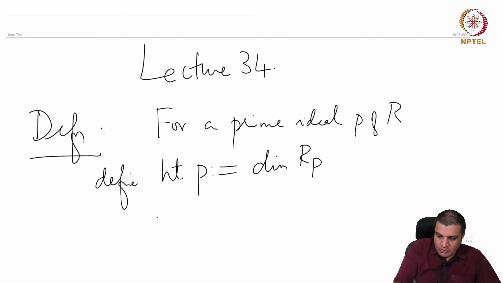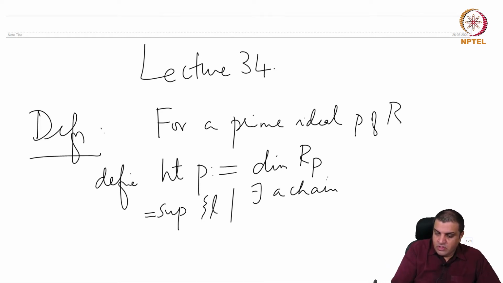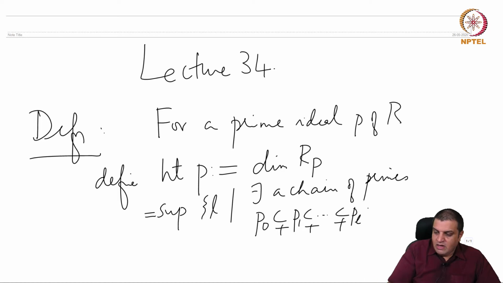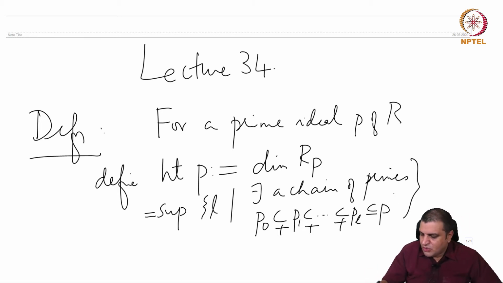Okay. And what is this? This is the supremum of L such that there exists a chain of primes P0 strictly inside P1, up to PL, and that is strictly inside P. Here it could be equal, and in fact one should allow for equality in the supremum, because primes inside R_P correspond to primes with this property. So these are strict inequalities, and here one would allow the last one to be equal to P.